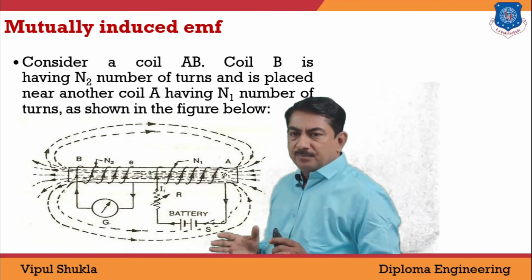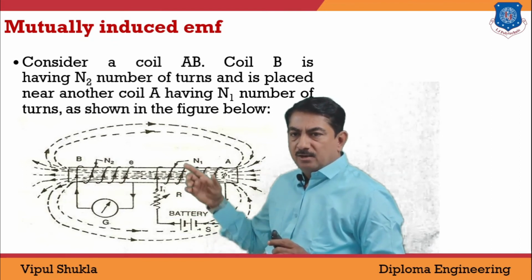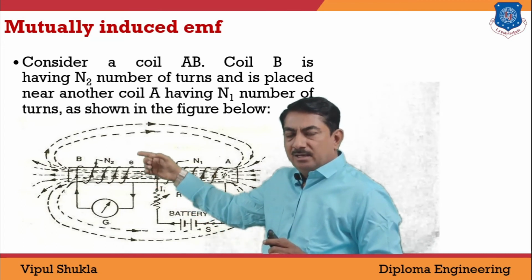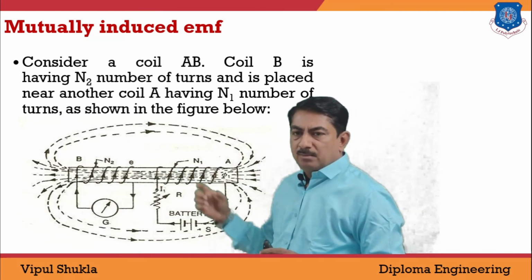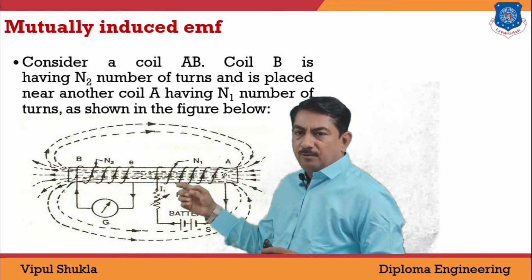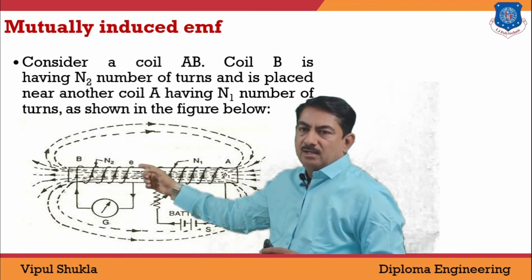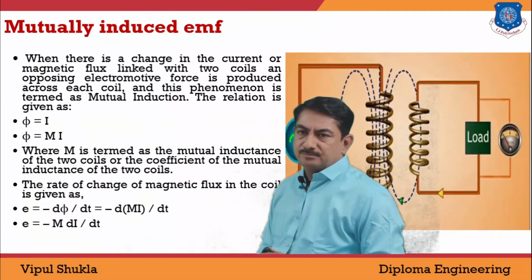It means the change in flux of the first coil will link with the neighboring coil. In the neighboring coil, the EMF will be produced. So the EMF is produced due to the flux of the first coil linked with the second coil. This type of induced EMF is known as mutually induced EMF.